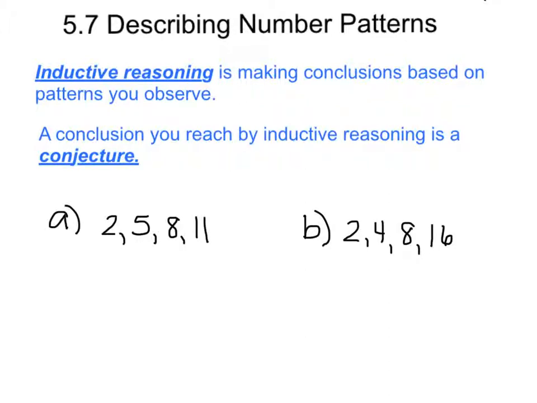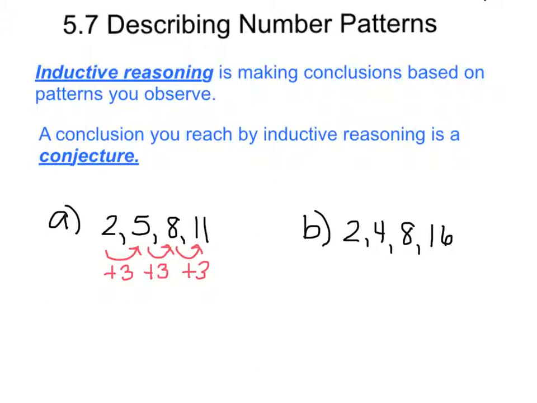All right, so I'm going to give you 2 number patterns. The first number pattern is 2, 5, 8, and 11, and the next one is 2, 4, 8, and 16. I want you to find a pattern. Use inductive reasoning to describe the pattern. So what do you think the pattern is on A? Hopefully you notice that you're increasing by 3 for each number. You just found a pattern.